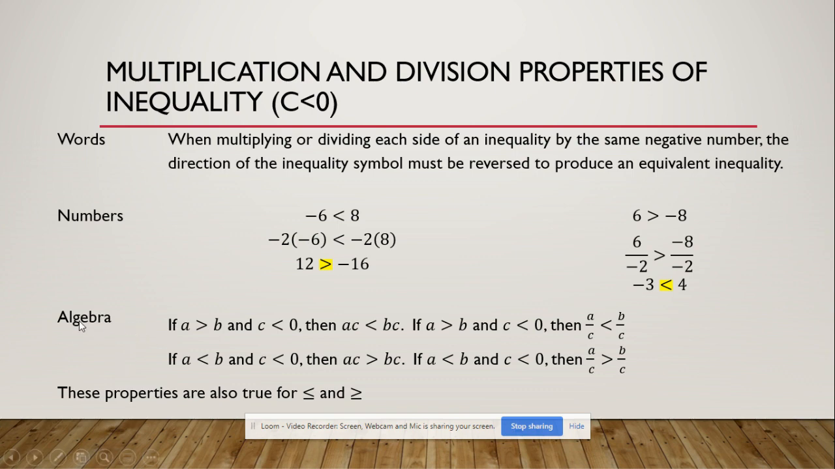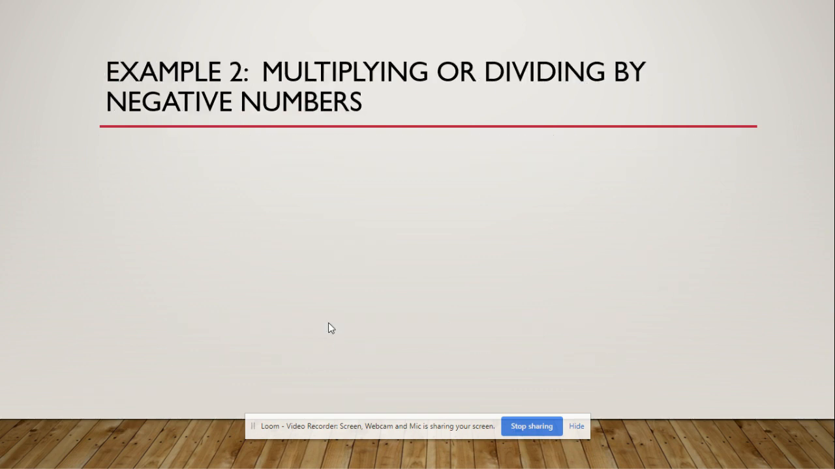Down here in our algebraic description, if A is greater than B and C is less than 0, meaning that it's a negative, then AC is going to be less than BC. In other words, notice how they just flipped that inequality. When you start multiplying or dividing by some negative number, it's going to force us to flip that inequality and change its direction. All right, so let's see how that works with some examples.